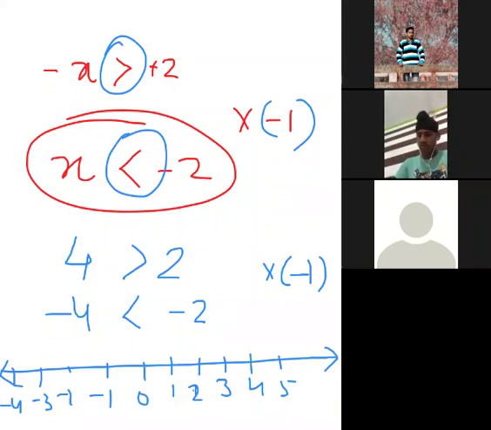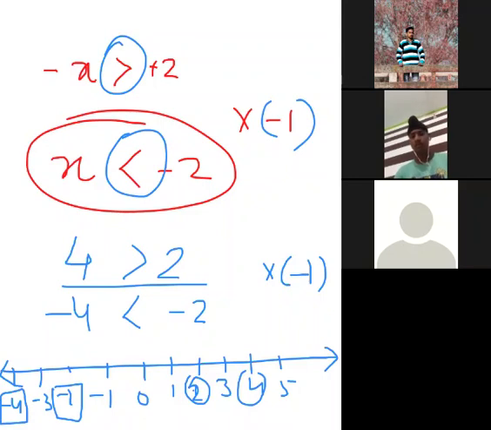So see, -2 is on the left side, -2 is smaller than -4. And -4 is left side to the -2. Therefore, -4 is smaller. Whatever number is on the left side on the number line is a smaller number.